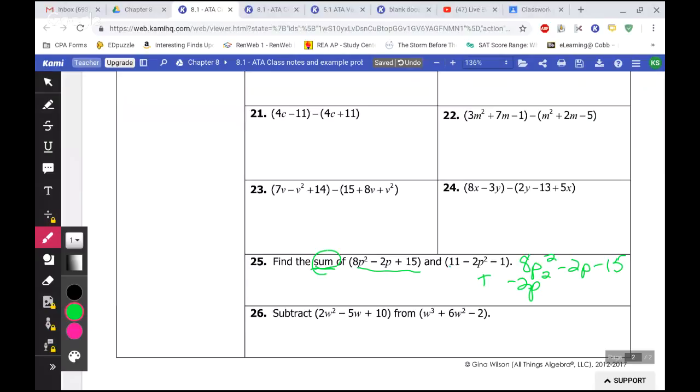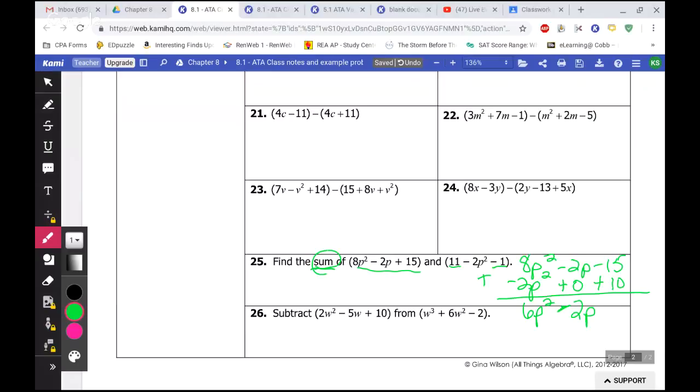But now I notice there's an 11 and a negative 1, but there's no p term. So I'm just going to stick in a placeholder of a 0 there underneath this 2p, and I'm going to combine my 11 minus 1. So that's 11 minus 1 is 10, but it's a positive 10, so I'll write plus 10 right there. And now I'll combine. So 8p squared and a negative 2p squared is 6p squared. And then negative 2p plus 0 is a negative 2p.